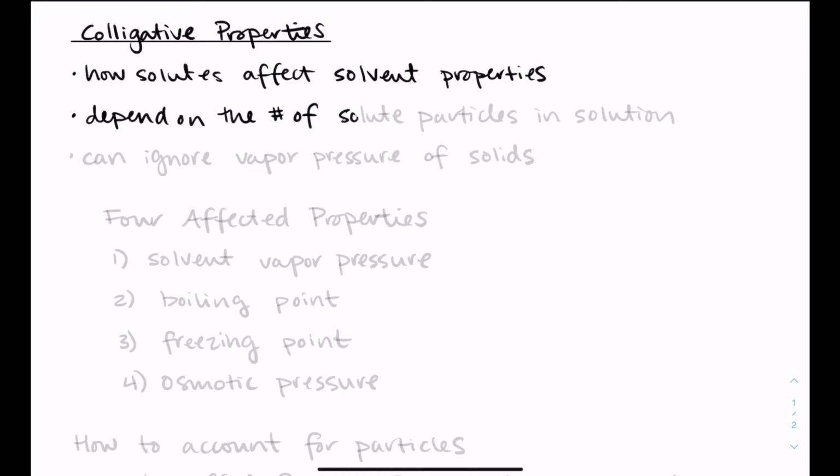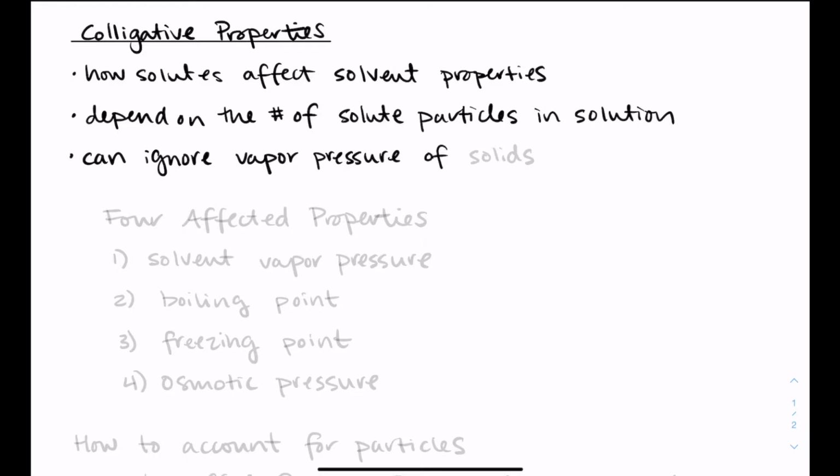So if my solvent is water, if I dissolve something in water, how does that affect the properties of water? This will depend on the number of solute particles in the solution. And when we do this, you can ignore the vapor pressure of solids.